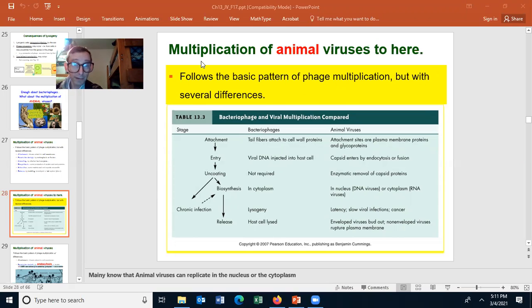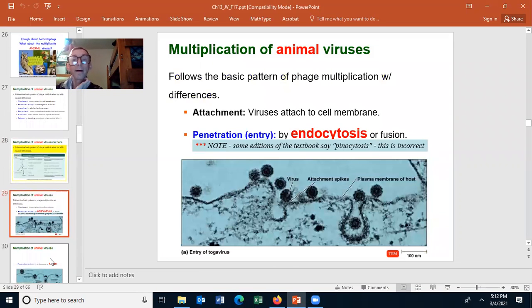So the multiplication of animal viruses follows a similar pattern to the multiplication of bacterial viruses that we call bacteriophages, but there are some differences. And I mentioned the only one major difference you need to know is animal viruses can multiply in the nucleus, whereas they can also multiply in the cytoplasm. And bacterial viruses only multiply in the cytoplasm.